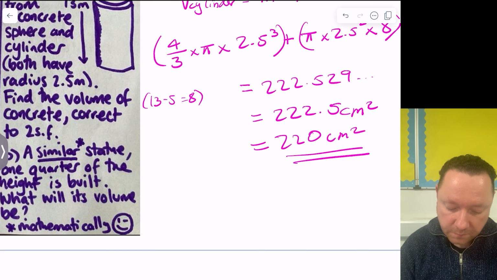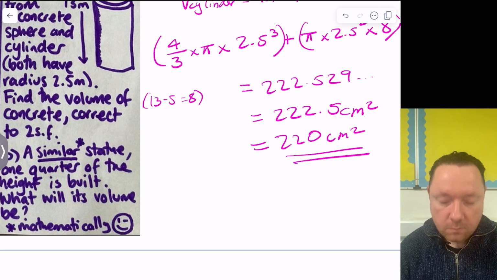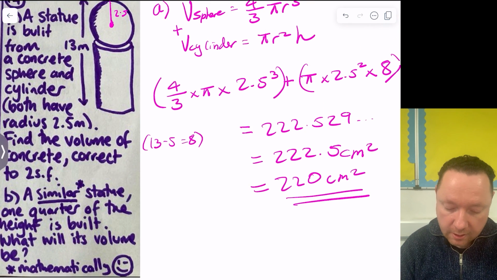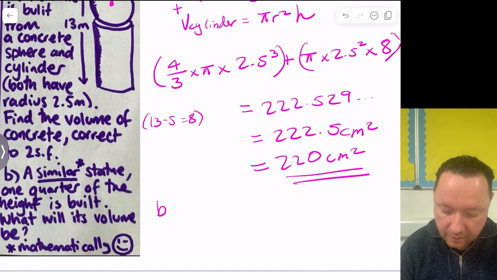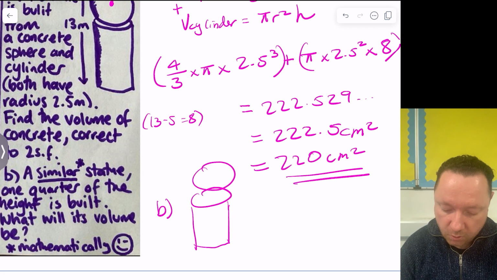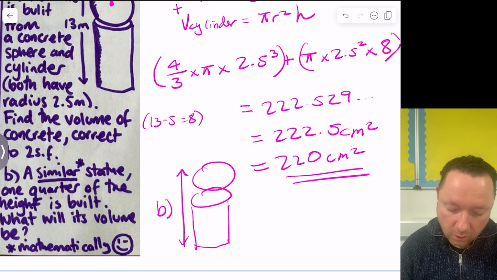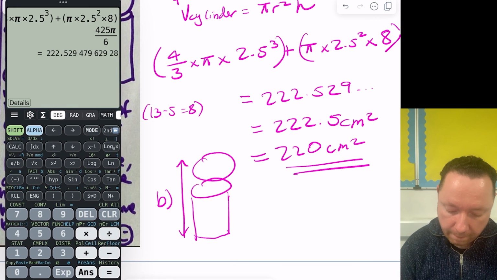Okay, part B. A similar statue 1/4 of the height is built. What will be its volume? Okay, let's start with this one then. So if it's a similar statue for part B, we'll kind of have a statue like this. There's my cylinder, and then we'll have a ball on top, I suppose. And we're saying that this height here is 1/4.